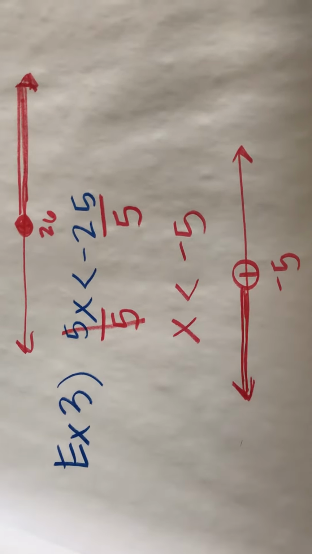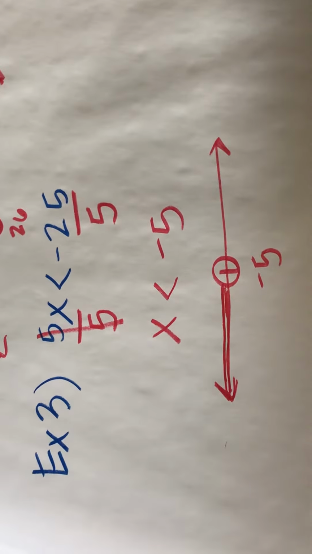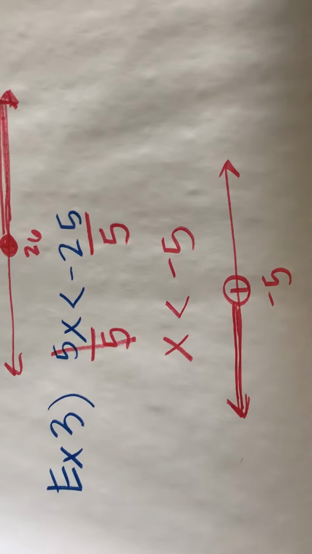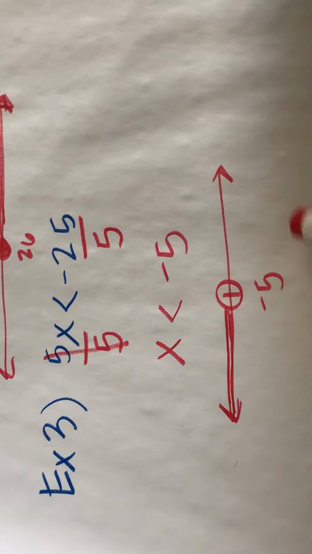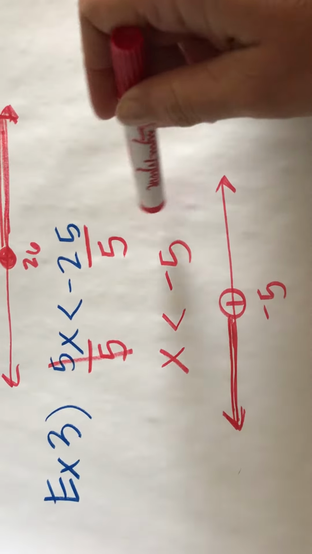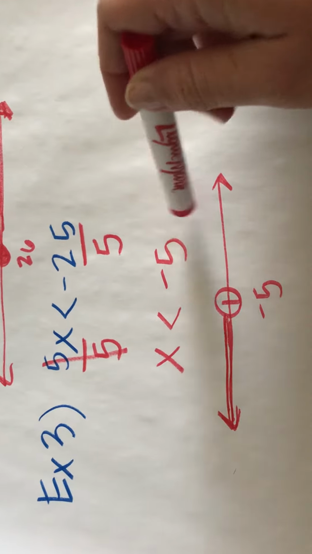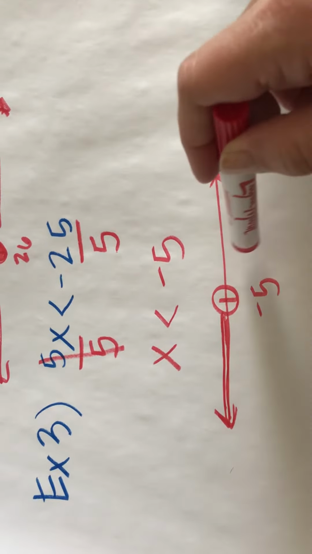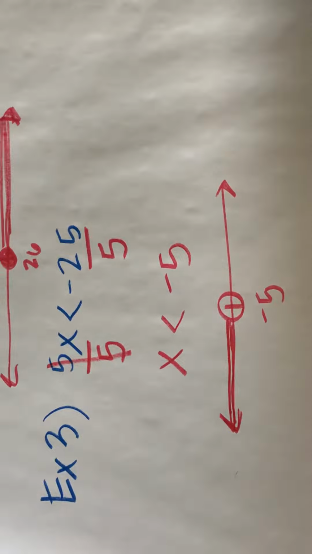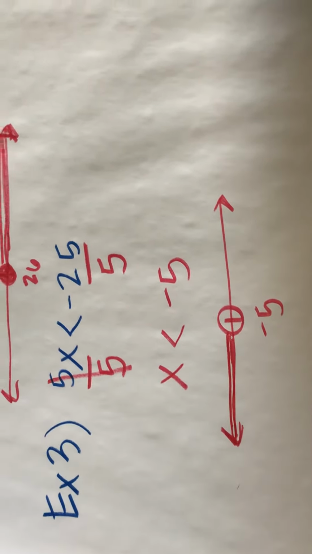Okay, it cut me off on number 3, I think. But if you didn't fully get the last bit of the graph, x can be anything less than negative 5. It can't be negative 5, so we want an open circle on negative 5, and then shaded to the left, because that's where the numbers less than negative 5 are located.